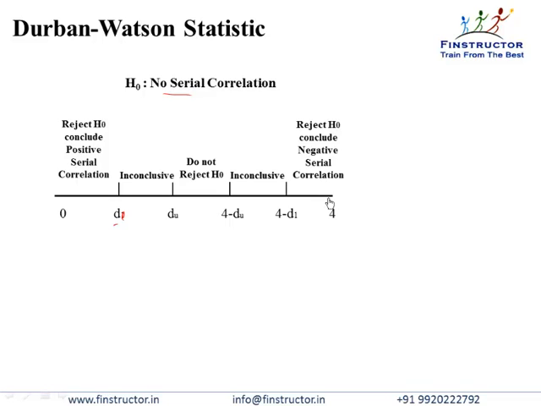If it is too close to 4, that is, it is between 4 minus dl and 4, then we conclude there is a problem of negative serial correlation. If it is in between dl and du, then the Durbin-Watson test is inconclusive. We should take help of some other tests. If it is between 4 minus du and 4 minus d lower, then again the test is inconclusive. If there is no serial correlation, the Durbin-Watson statistic would be close to 2, that is, it is in between du and 4 minus du, then we do not reject the null hypothesis and we conclude that there is no serious problem of serial correlation.